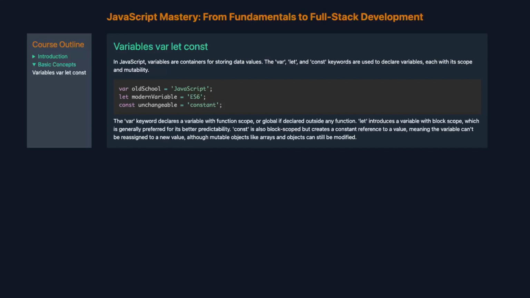Let introduces a variable with block scope, which is generally preferred for its better predictability. Const is also block scoped, but creates a constant reference to a value, meaning the variable can't be reassigned to a new value. Although mutable objects like arrays and objects can still be modified.